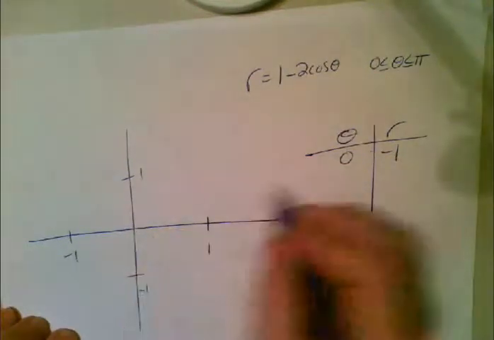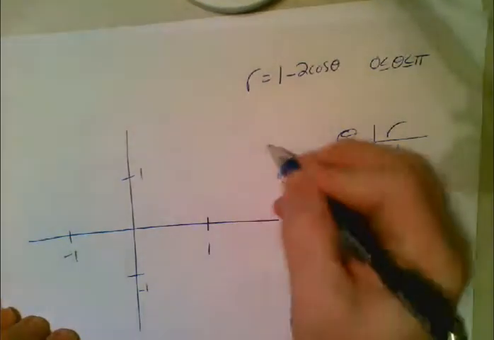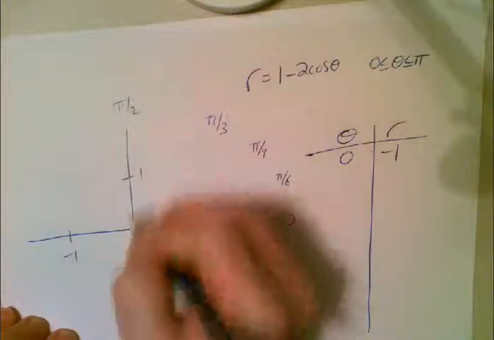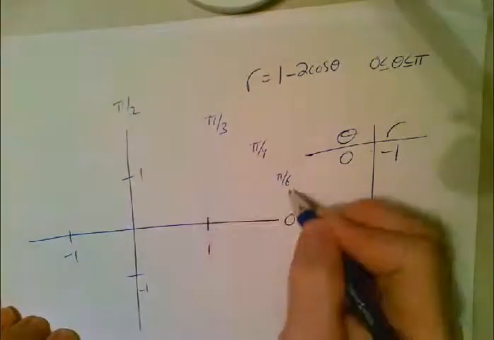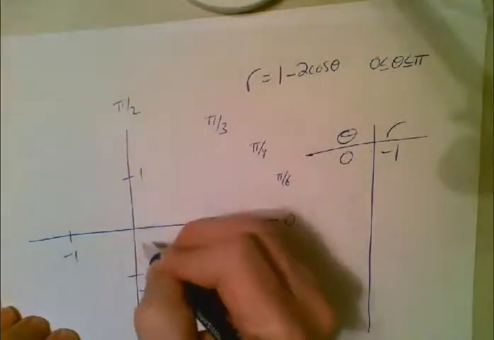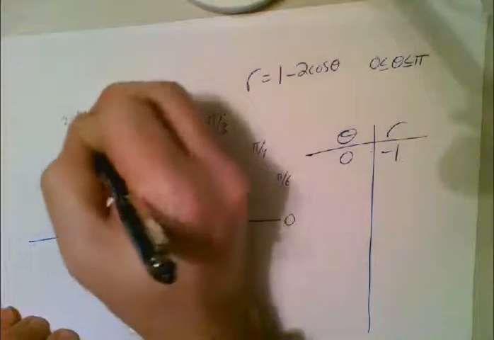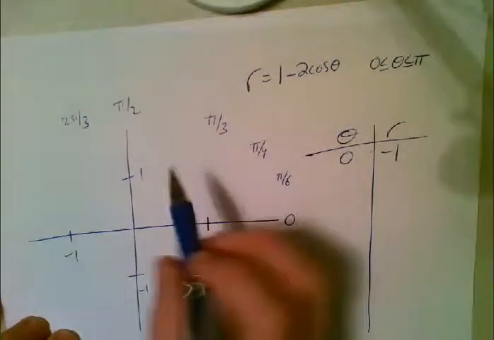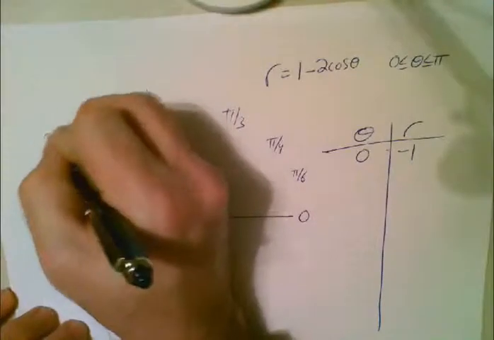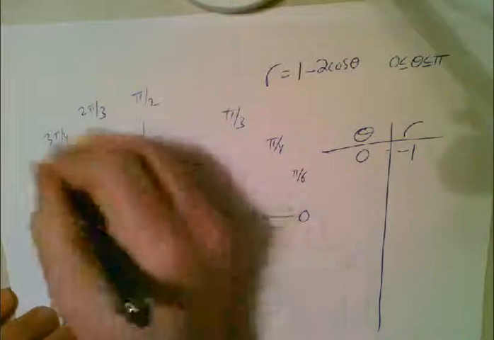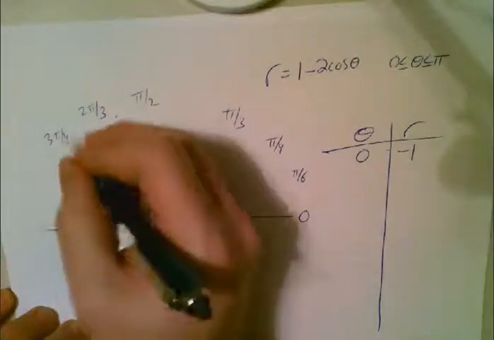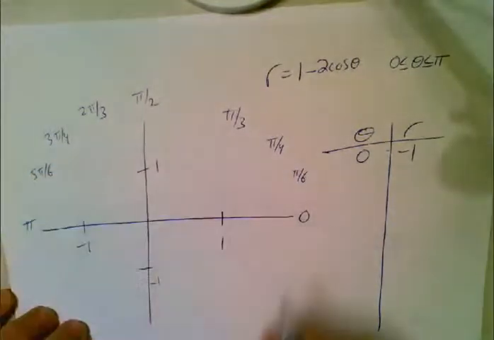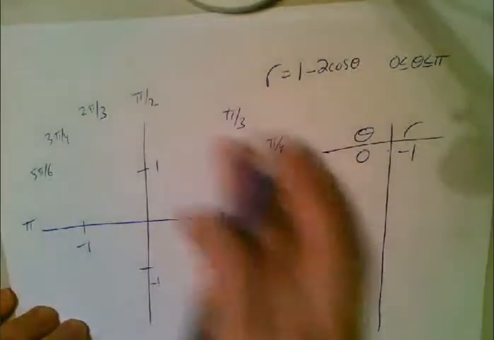Here is about pi over 6, pi over 4, pi over 3, pi over 2, of course, and then 2 pi over 3. Pi over 6, 2 pi over 6, 3 pi over 6, 4 pi over 6, so that's 2 pi over 3. Then we have 3 pi over 4, which is 135 degrees, then 5 pi over 6, and then pi. This is old-fashioned unit circle stuff.